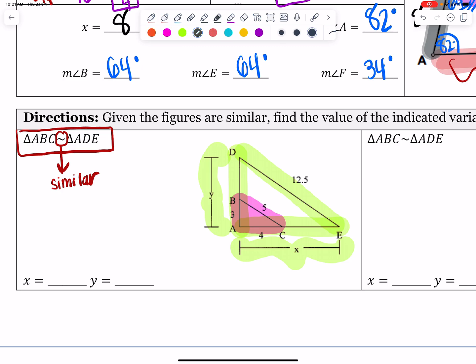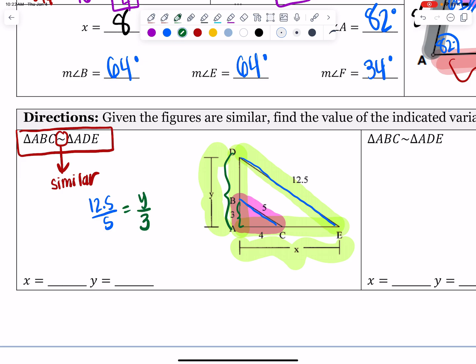So here's what I'm going to do first. I'm going to change to a different color, and I want to kind of color code. I know that the 12.5, let me see if I can make this smaller, I know that the 12.5 is the biggest piece of the green triangle, so that's going to correspond with the 5. So the way that 12.5 relates to 5 should be the same way that the larger piece, y, relates to the smaller piece, 3. So 12.5 over 5 equals y over 3.